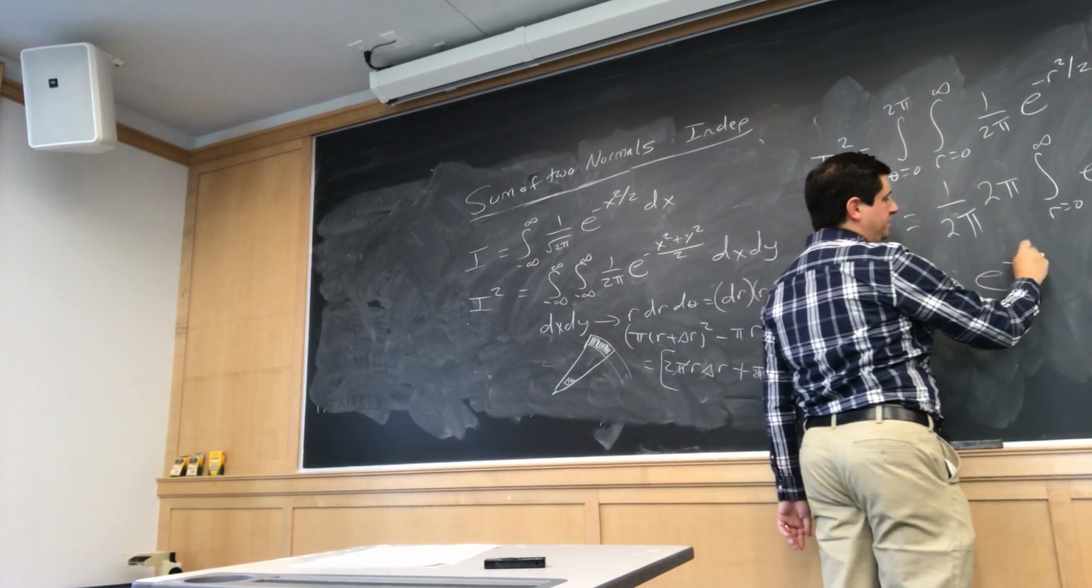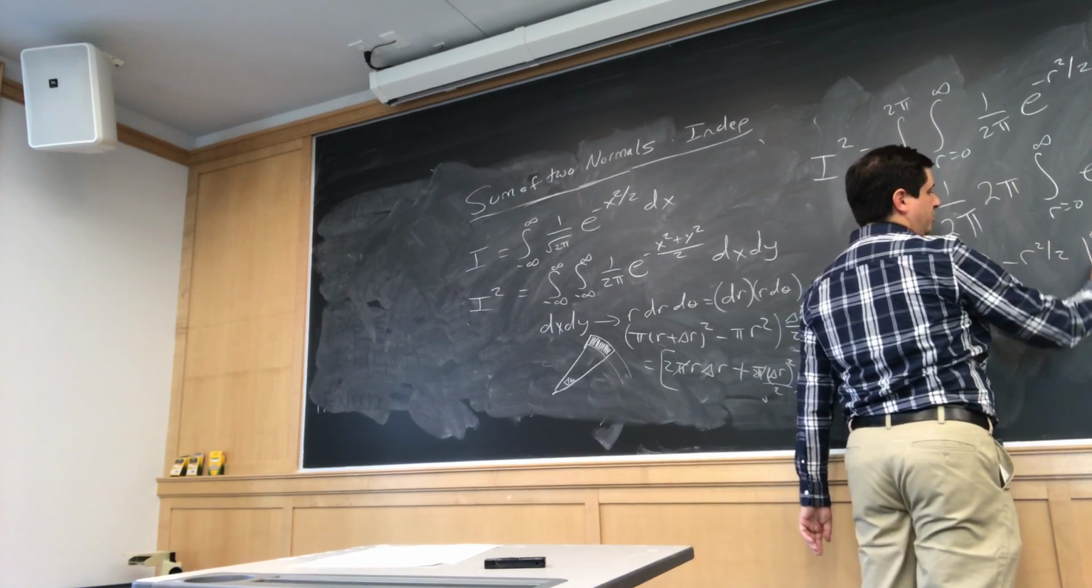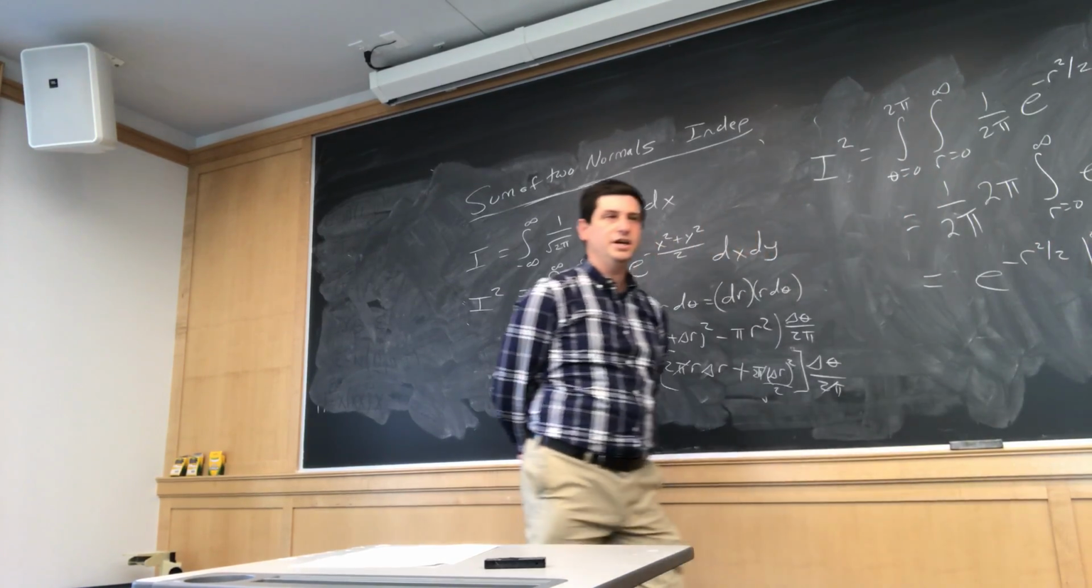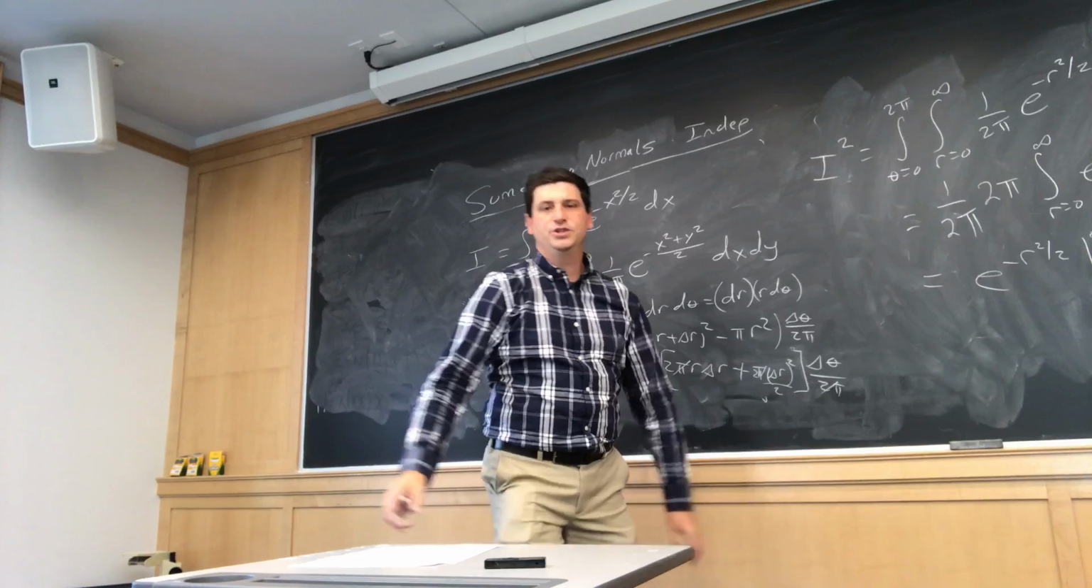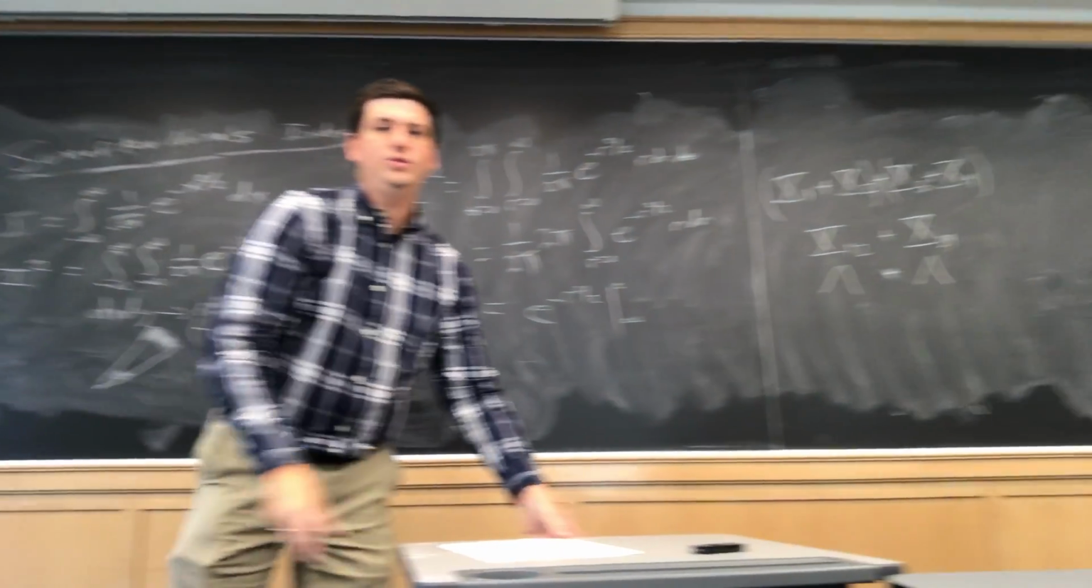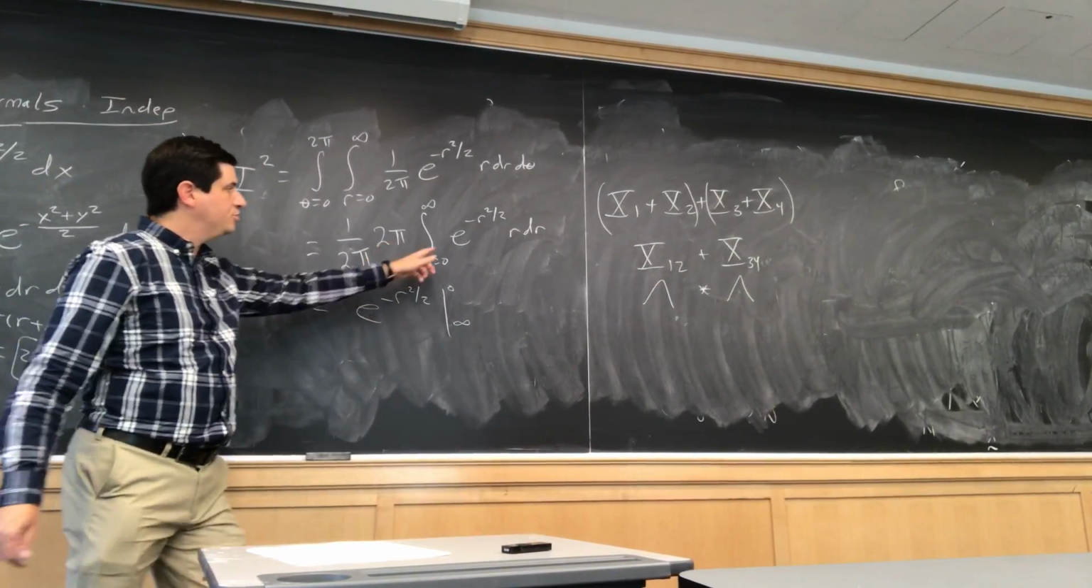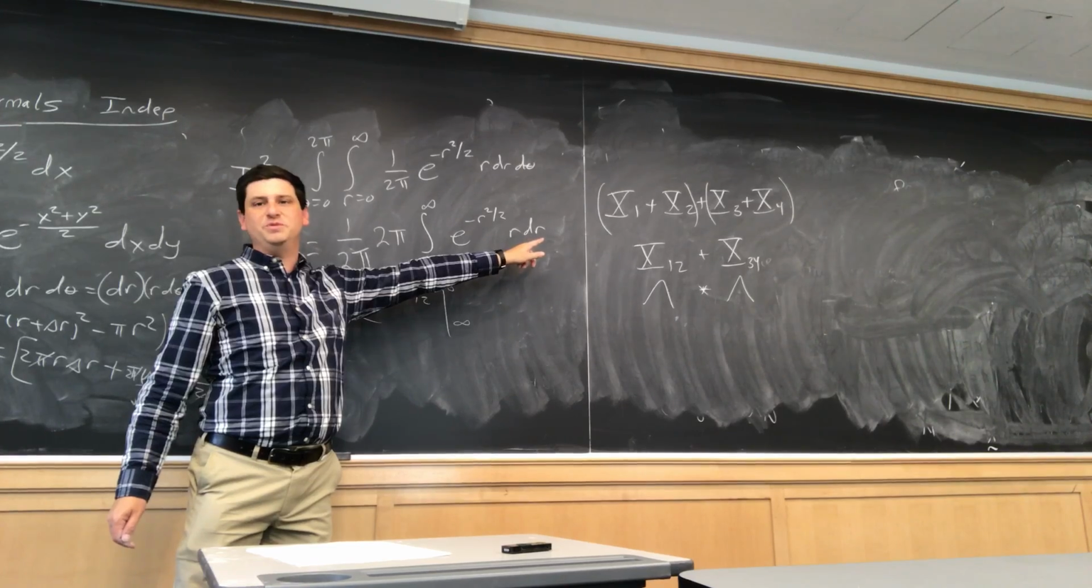This is just e to the minus r squared over 2, from 0 to infinity, in opposite order because of the minus sign. And this is why we do the switch. This is why we do the switch, because when we do the switch, we get r dr, so the integration becomes very nice.